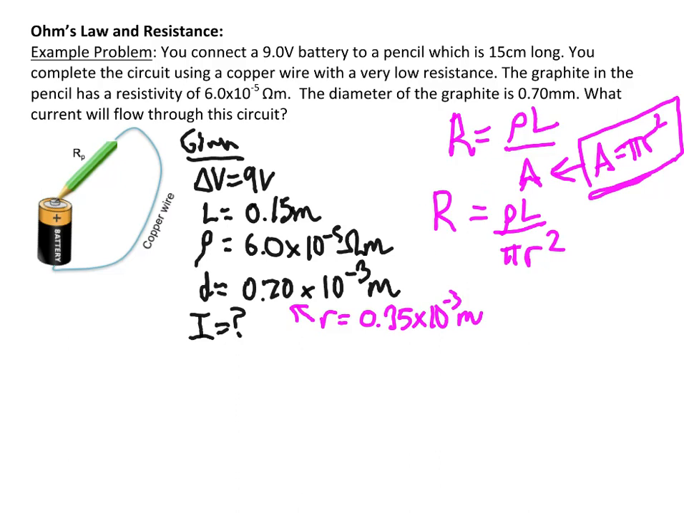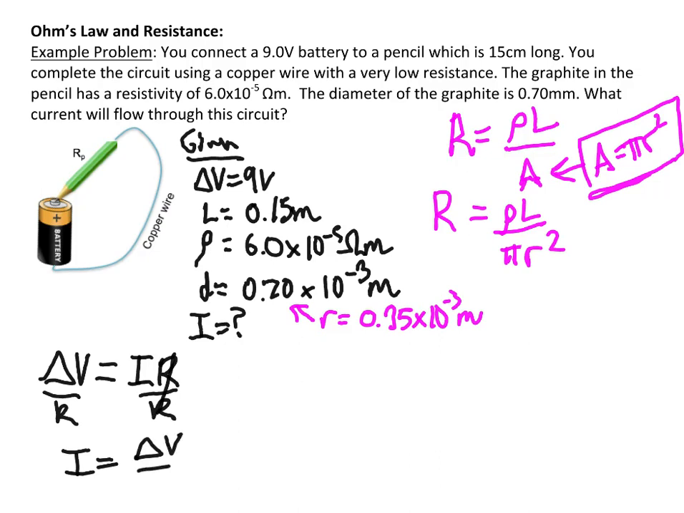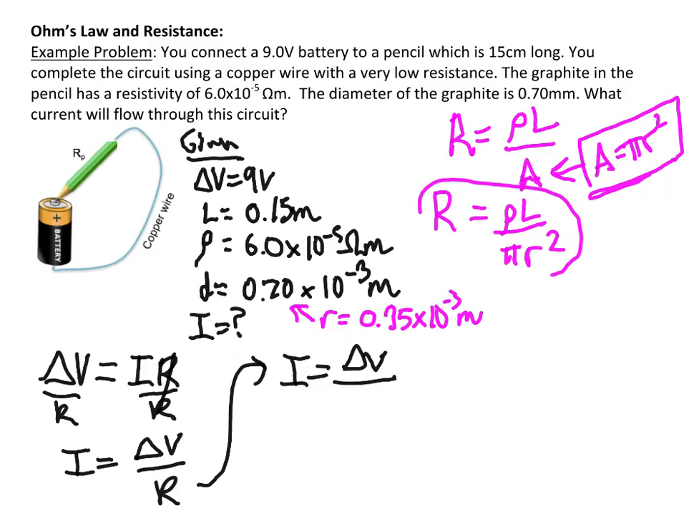I want to know the current, and so I use my nice Ohm's Law. Potential difference is I times R. Rearranging this for I, divide both sides by R. And that gives you current will be delta V over R. So our next move is just going to replace the R on the bottom here with what we know it is, which is this whole equation here. So we're going to take all that and sneak it in for the R on the bottom. So rho L over pi R squared.